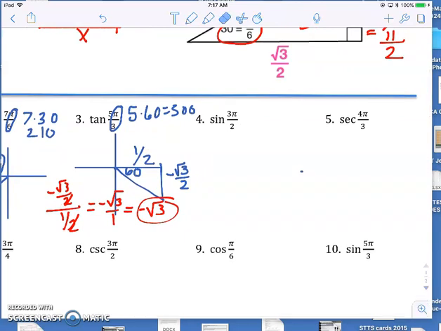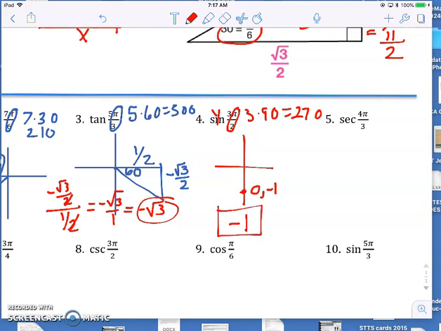The sine of 3 pi over 2. So pi over 2, 180 over 2 is 90. So 3 times 90 is 270. So 270 is on the axis, so that's 0, negative 1. Sine is our y value. So we know sine is our y. So it has to be our y value there of negative 1.